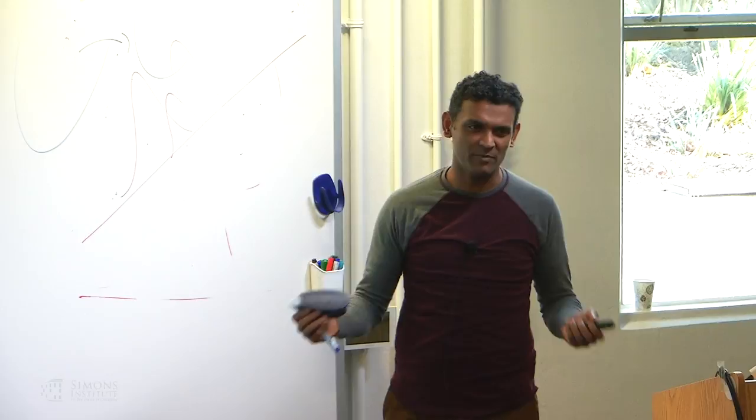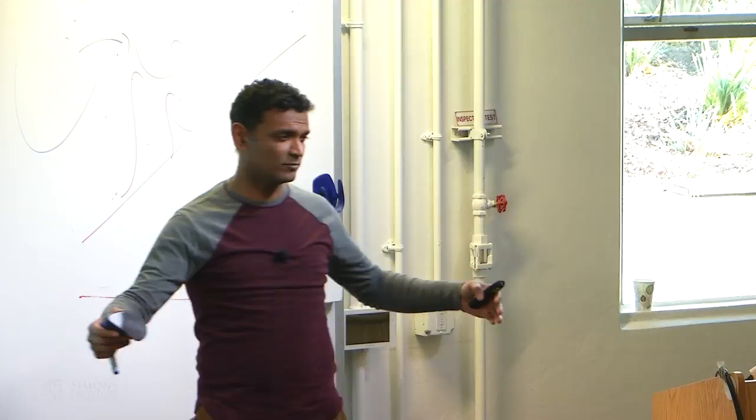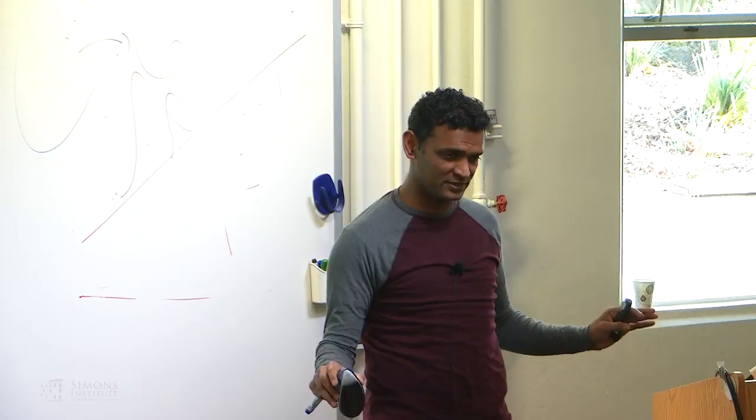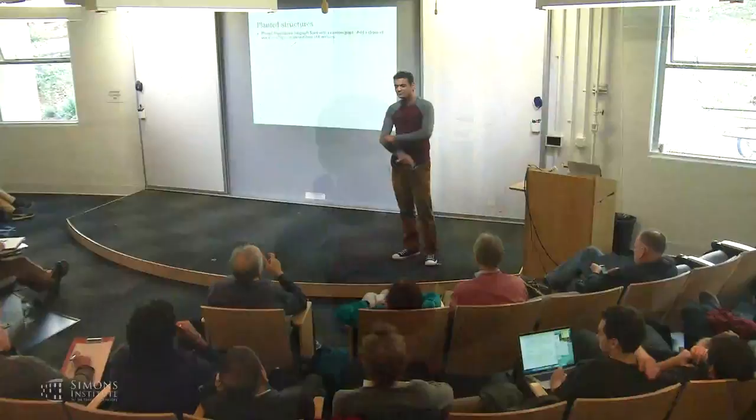a mathematical game. What if I plant in a random graph a much larger clique? 2 log n is the largest you'd expect. With high probability, there won't be one larger than that. Let me plant one of size k, where k is much larger. So just about the hardness statement here.